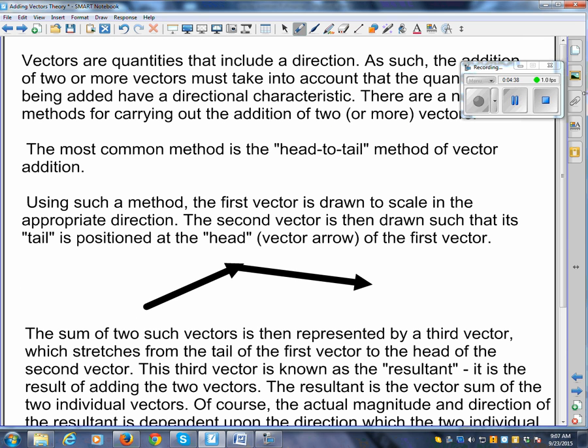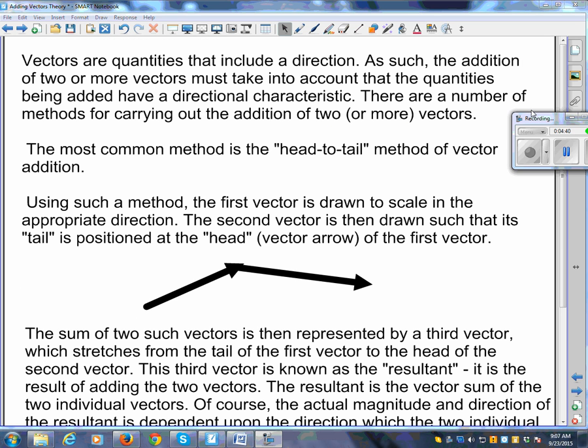Vectors are quantities that include a direction. As such, the addition of two or more vectors must take into account that the quantities being added have a directional characteristic. There are a number of methods for carrying out the addition of two or more vectors. In grade 11, we deal mostly with scale pictorial representations.